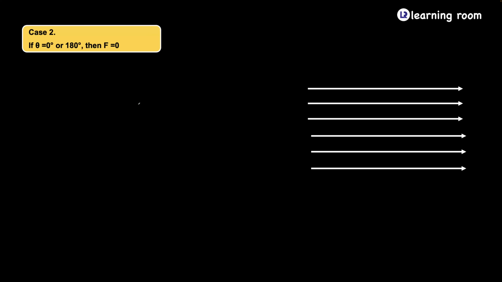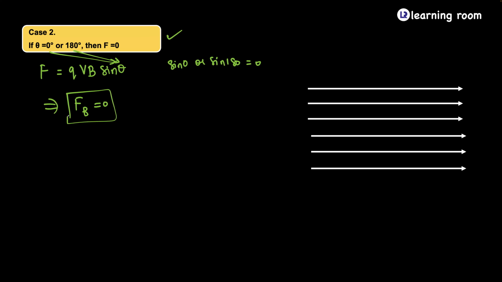Okay. Now, the next case is, if theta is equal to 0 or 180, then what is going to be the force? If you observe, F is still going to be equal to QVB sine theta. You put theta is equal to 0 or theta is equal to 180, right? You get sine 0 or sine 180 to be 0. So what is the conclusion we can draw out of this? Here also the magnetic force is zero, meaning if you project a particle with velocity V into the magnetic field, either in the direction of magnetic field or in the direction opposite to magnetic field, what is going to happen? The force experienced by the particle will be zero. So can I conclude that the particle is again going to come to rest?